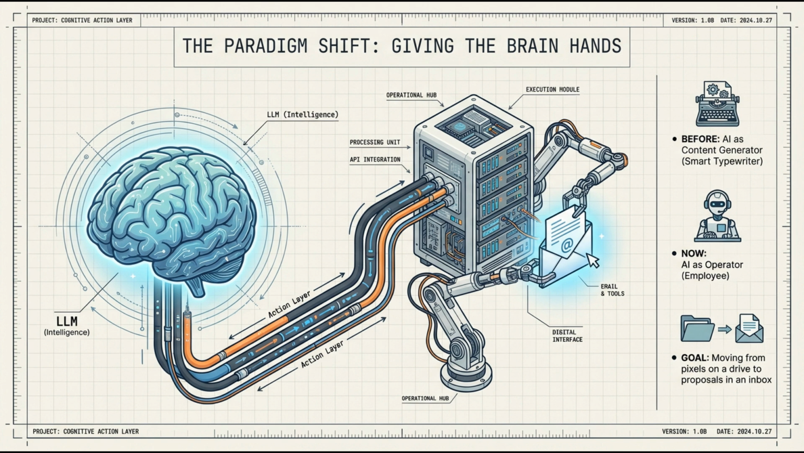Precisely. And that is why today is so significant. We are moving away from the AI as a content generator, a very smart typewriter, and moving toward the AI as an operator. We're giving it hands. We are giving the brain hands. And specifically, we're giving it access to the universal interface of business. Email. And the magic wand that makes this happen, and I use the term magic wand loosely because it's actually a very specific piece of technology, is this thing called the Gmail MCP.